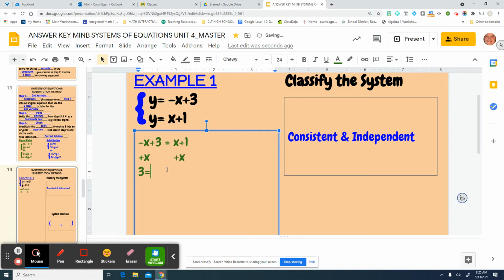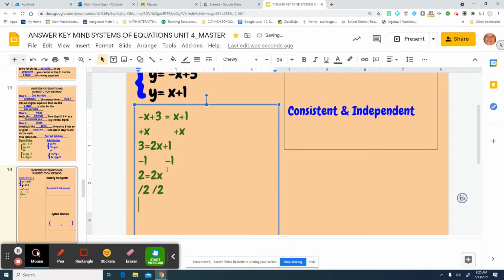I'm left with 3 equals 2x plus 1. I'm going to subtract 1 from both sides. I'm going to get 2 equals 2x. Then I would divide by 2, and I would get 1 equals x. So I found the value for x. I know x is 1. But remember, my goal is to write a coordinate pair. So this is not enough. I have to keep on going.